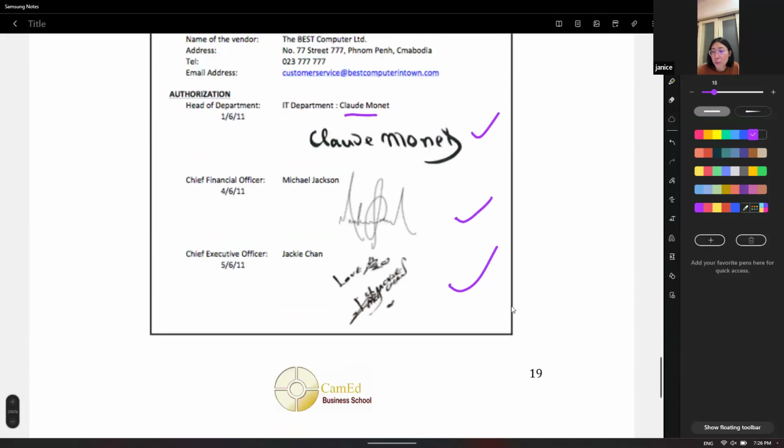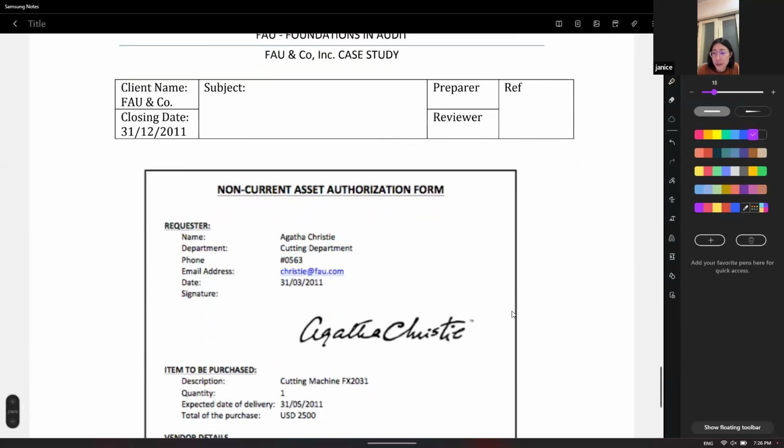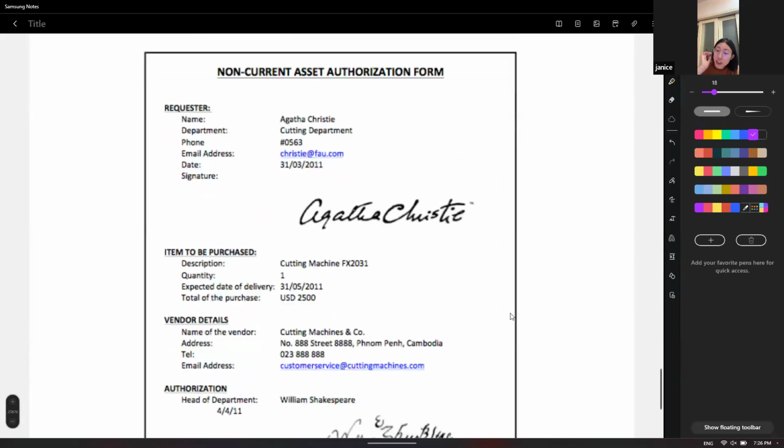Now, the second purchase was the cutting machine. So let's have a look. It's requested by Agatha Christie. Agatha Christie is a book author. She is very famous for writing crime-solving books. I actually love her very much. She's from the 1920s, 1930s, so it's an old author. She's not here anymore, but some of her books are real classics.